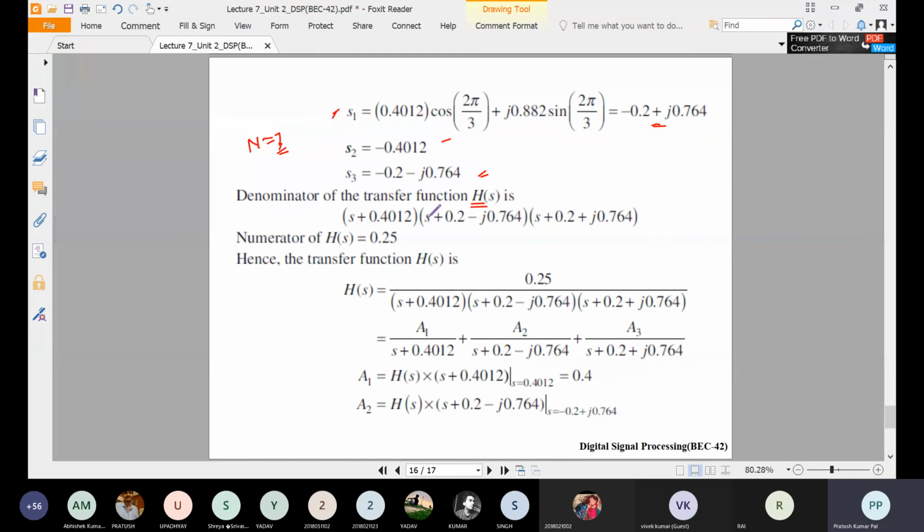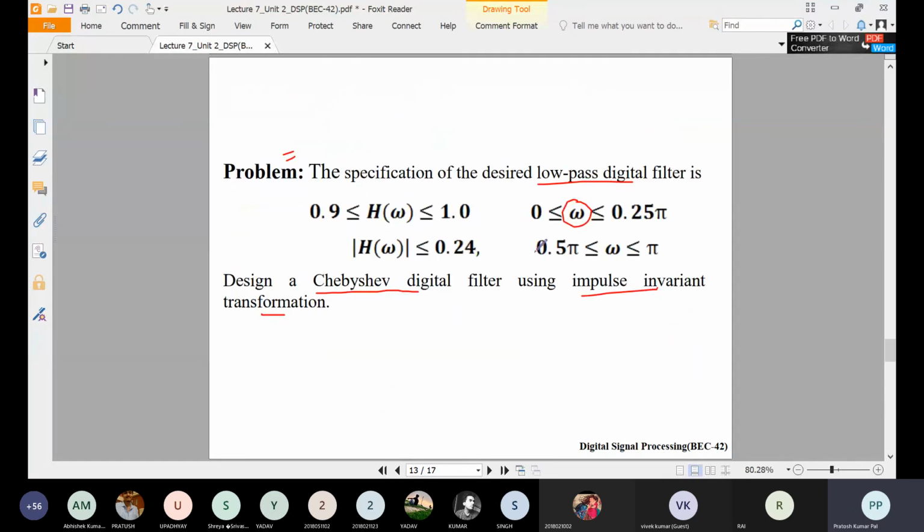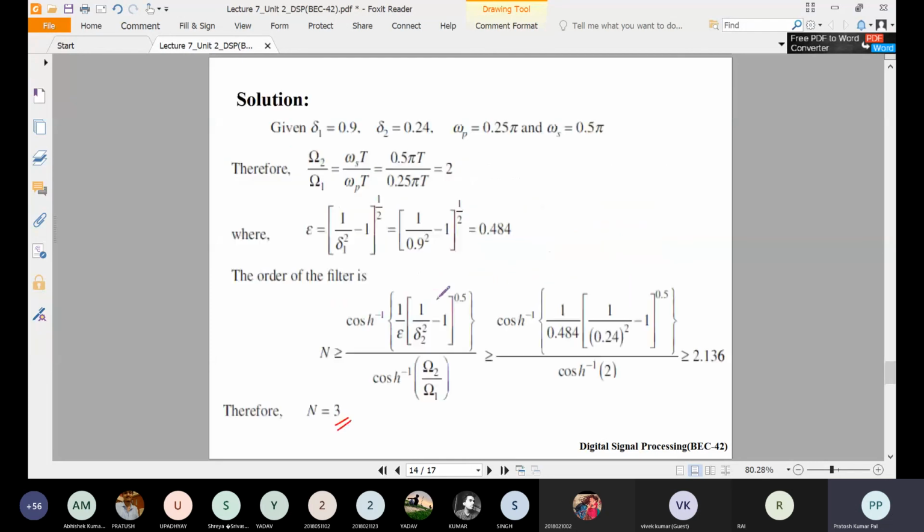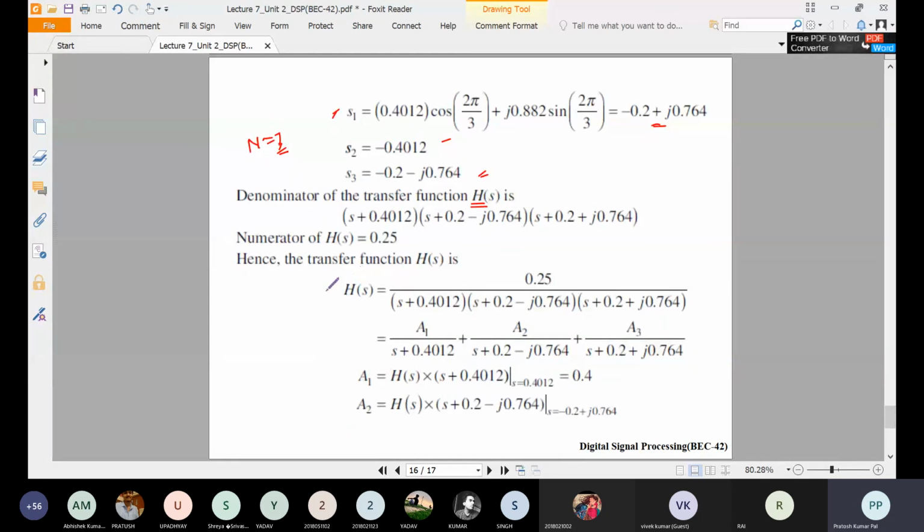When n is 3, the constant that comes after multiplying these three terms will be the numerator value. But in the question it is written that you need to find the digital filter by using the impulse invariant transformation. So once we have designed the analog transfer function of a low pass filter with respect to the given specification, we need to convert this analog transfer function to a digital transfer function by using the impulse invariance method.